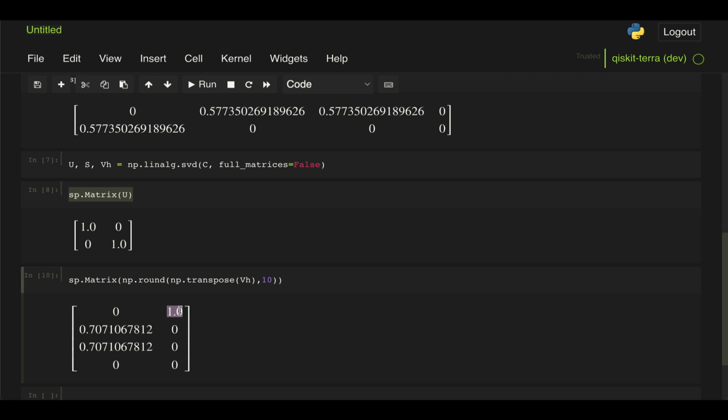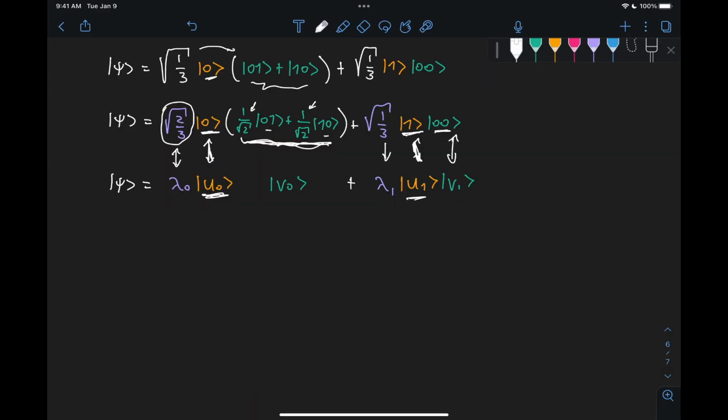So if we go back here, we can see that our V0 is supposed to be this equal superposition of states 0, 1 and 1, 0, and our V1 is supposed to be the state 0, 0.